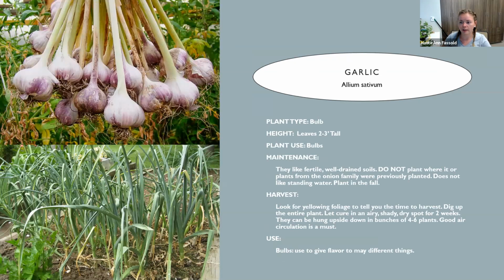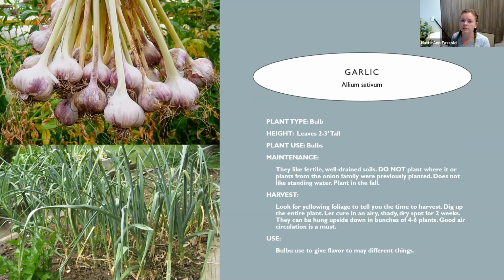So next is garlic, and I've never grown garlic. There's a couple that live across from my grandparents that are growing garlic right now, and they do it every year. So it grows really well here, but they like well-drained soils that are fertile. You don't want to plant them where onions or other plants from the onion family were previously planted. So you want to switch around the places. That's pretty much the same with anything in your vegetable garden.